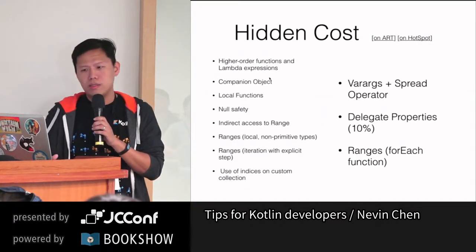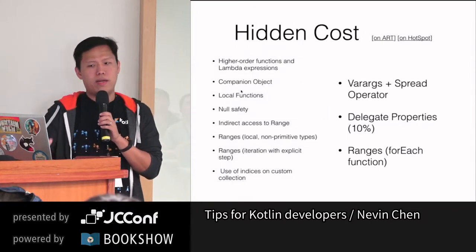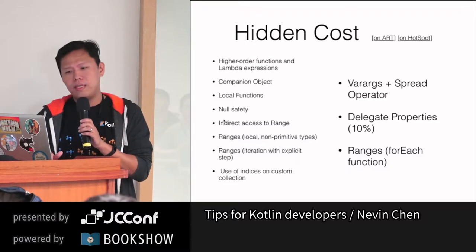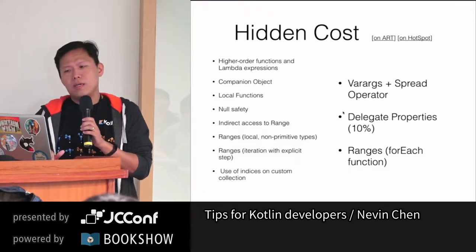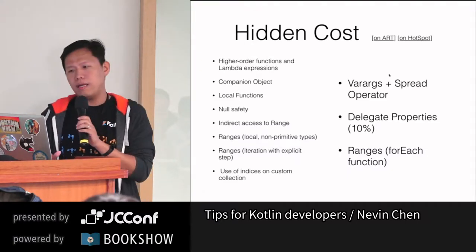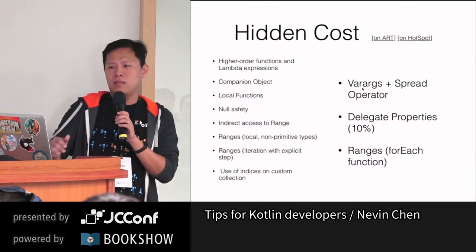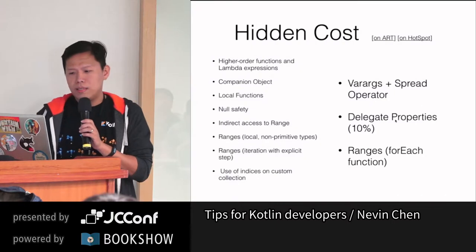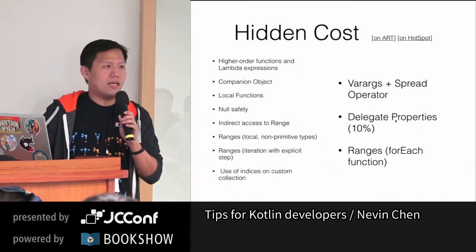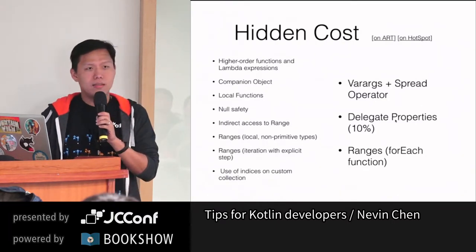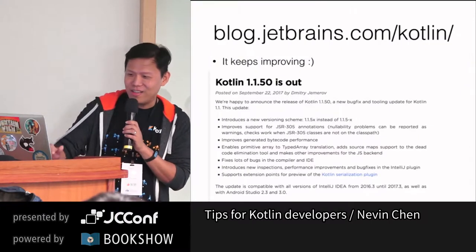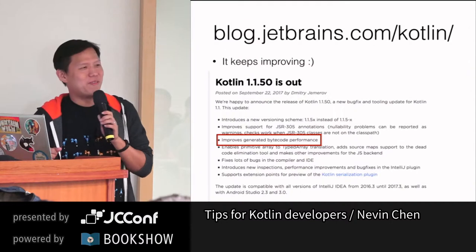Like higher-order functions, lambda expressions, companion objects, they are awesome. Some are even better than Java, like null safety, and some are not that good, like variable arguments, delegated properties and some range operations. But Kotlin, like I said before, is a very young language. So if you read the blog post from a couple of days ago, you'll find it improved generated bytecode performance.